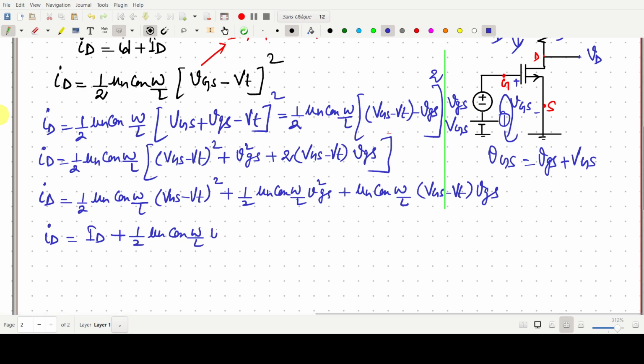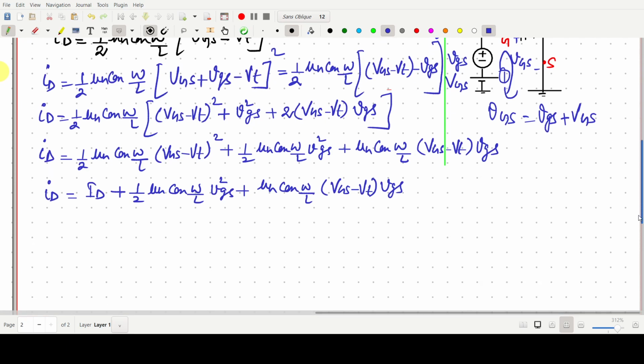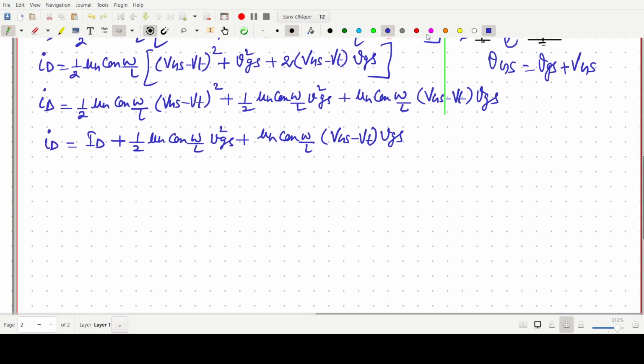Okay, I am writing each and every step, plus mu n COX W by L VGS minus VT into vgs. Okay, this one. So now we have to solve the exact value of ID, the instantaneous one. So I'm selecting some different color. So ID DC we have already calculated. I have remembered the value, 200 microampere. So I am writing 200 micro.